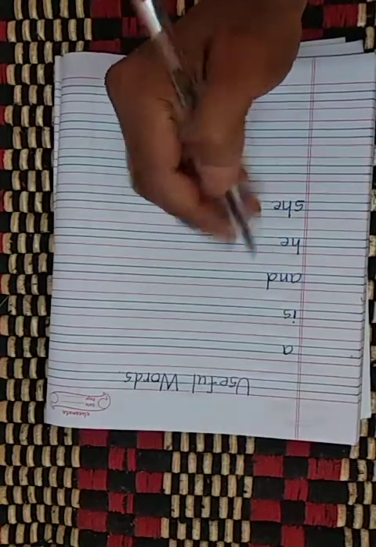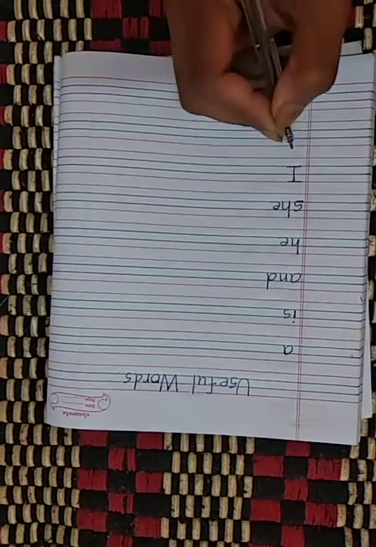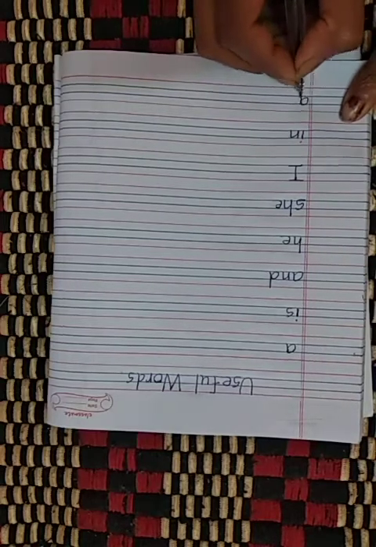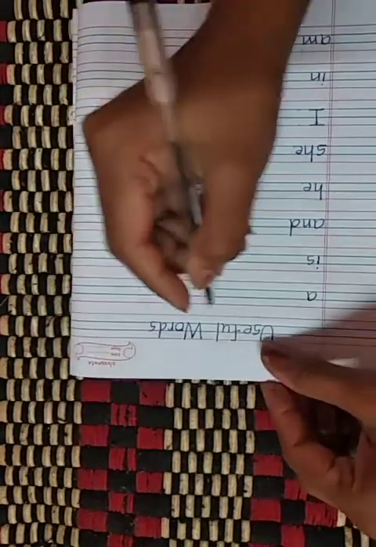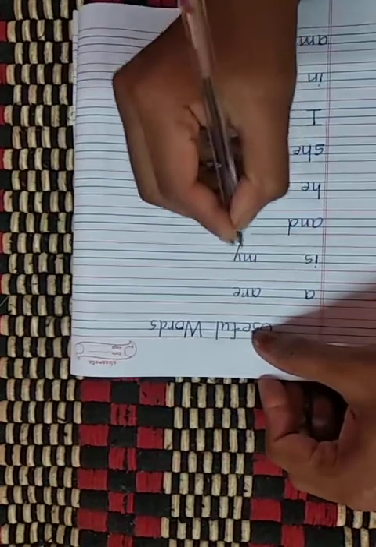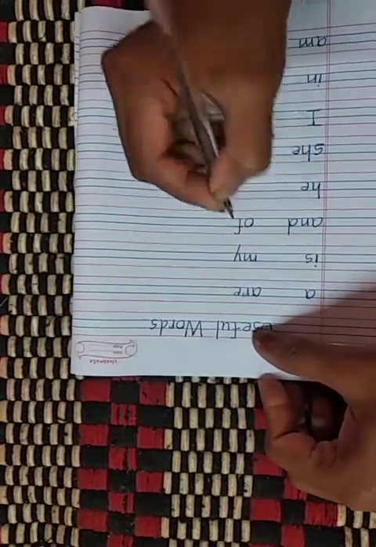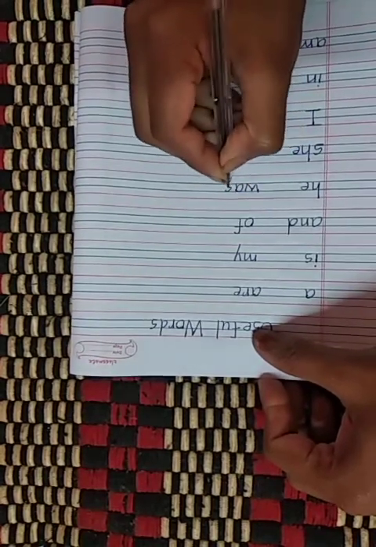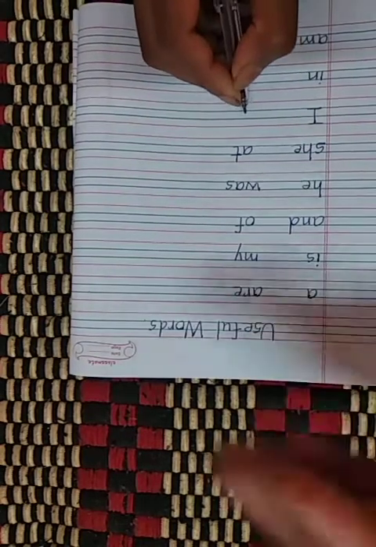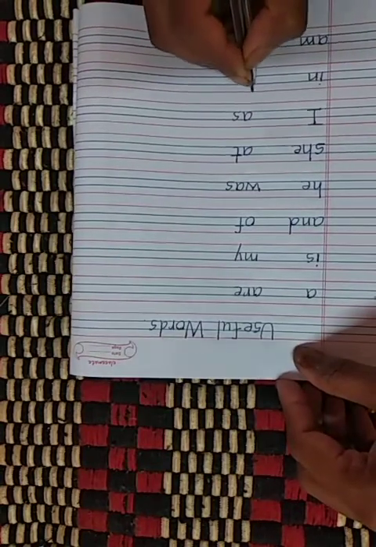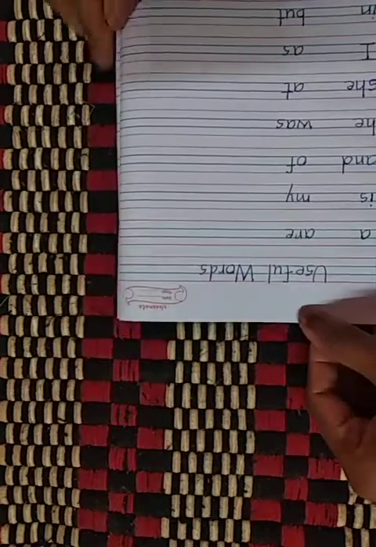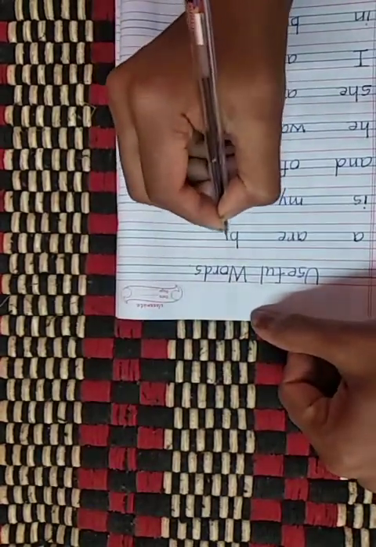Then is, and, he, she, then comes I, in. These are all useful words. Then am, are, my, then off, was, at, then as, but, then comes by.